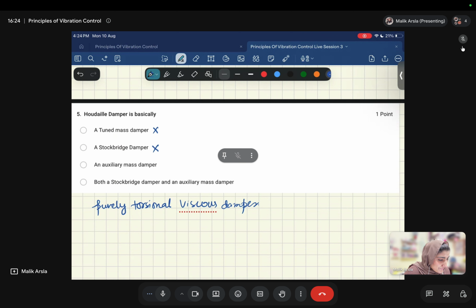Now the third one is an auxiliary mass damper. So it is basically an auxiliary mass damper, because there is only a damper. Both a Stockbridge damper and an auxiliary mass damper, no, it's not possible, because in case of Stockbridge damper we have a spring as well. So option 3 is the only correct option here.